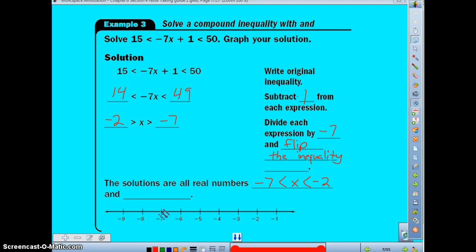So if we go right here, negative 7, negative 2, we're looking: are there any that need to be empty, or the circle not filled? Yeah, actually both of them. There are no equal signs, and so they are open circles.